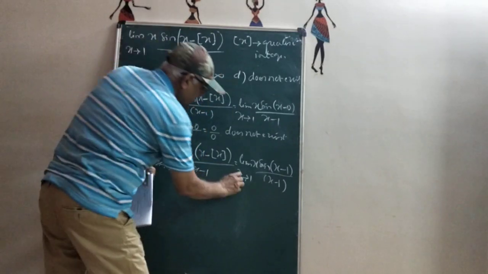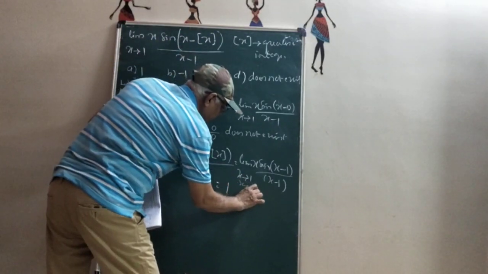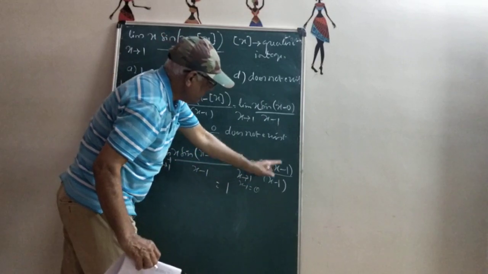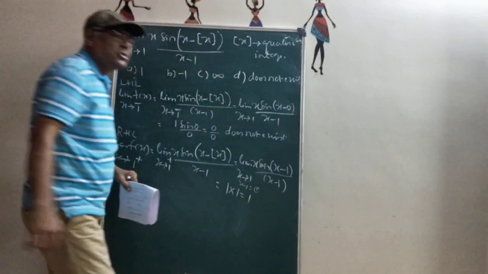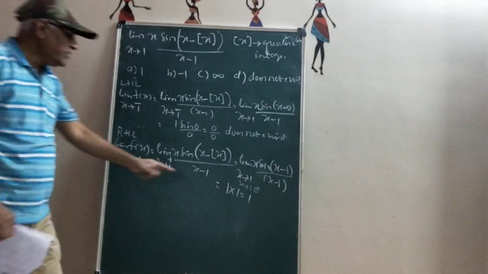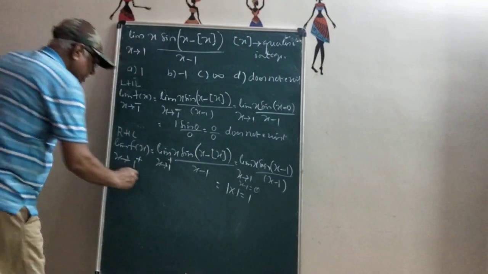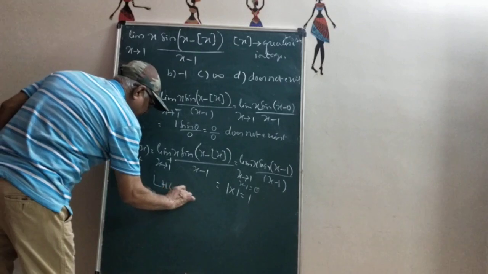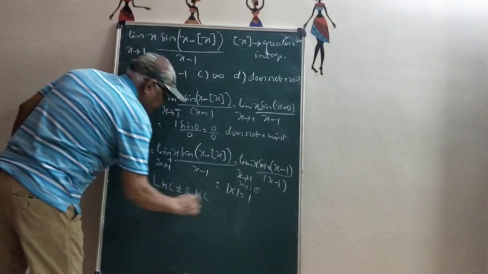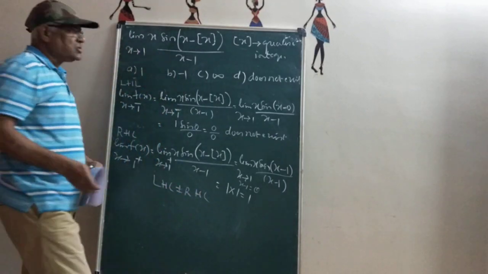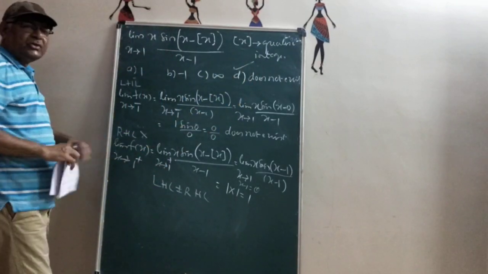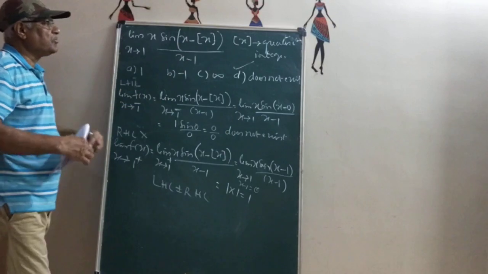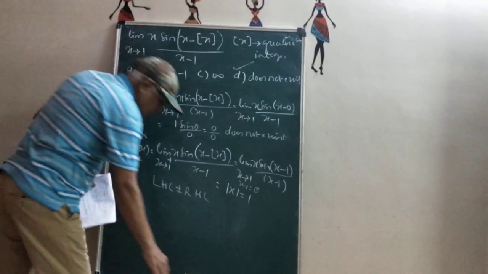Now suppose you put x minus 1 equal to theta. Then it is sine theta upon theta as theta tends to 0, which is equal to 1. So what is the right hand limit of the function? The right hand limit is 1. So LHL is not equal to RHL, therefore the limit of this function does not exist. Students, actually this part is not necessary to calculate. After this you can straight away come to the conclusion that the limit does not exist.